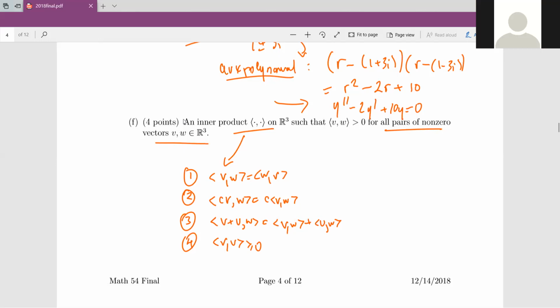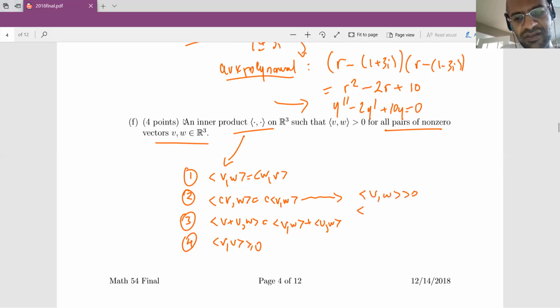I mean, for property 2, if C is a negative number. Yep. And you assume that V inner product W is positive, but then exactly for C, yeah. Exactly. This is the key property, right? So if you have V inner product W being positive, then minus V inner product W is negative. So this is false.